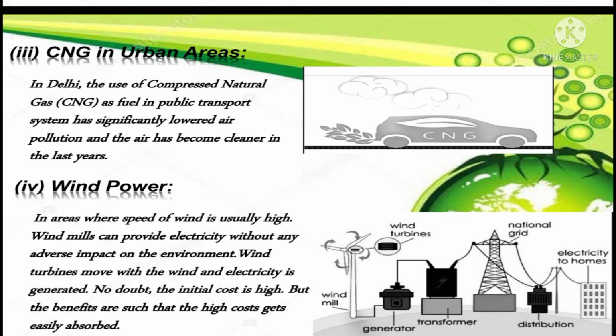The fourth is wind power. In areas where the speed of wind is usually high, windmills can provide electricity without any adverse impact on the environment. Wind turbines move with the wind and electricity is generated. No doubt the initial cost is high, but the benefits are such that the high cost gets easily absorbed.